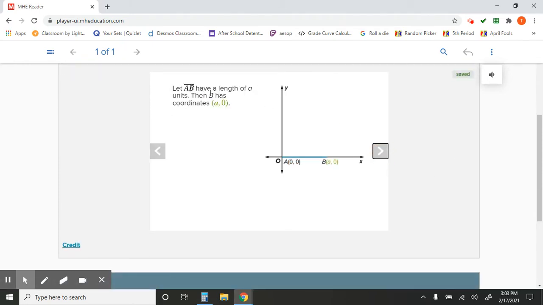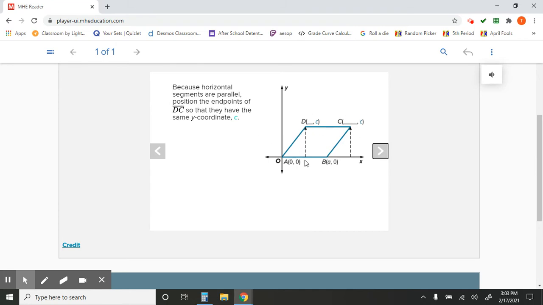So we're going to call AB the length of a. We're going to put A at (0, 0). We're going to put B at the point (a, 0). And then we're going to position D and C on the coordinate plane as well, so that they are however far over and c units up.